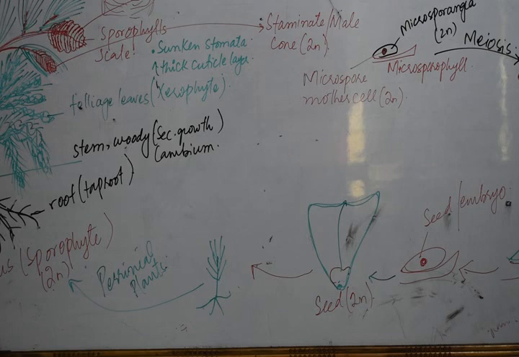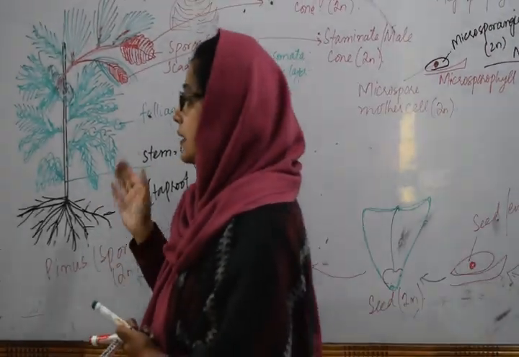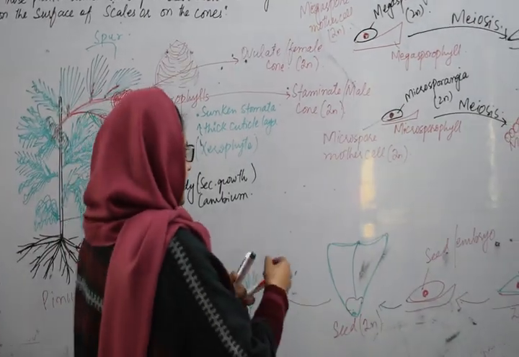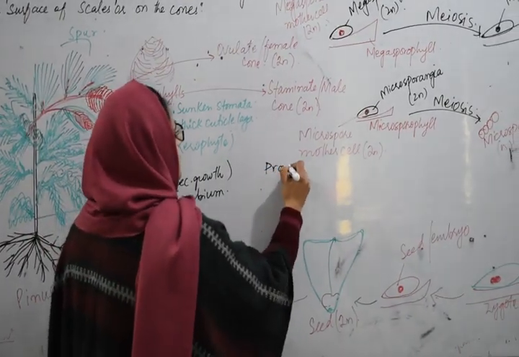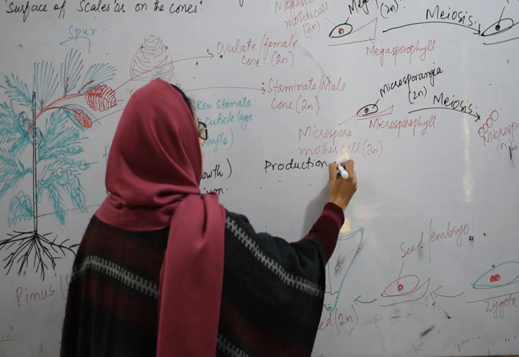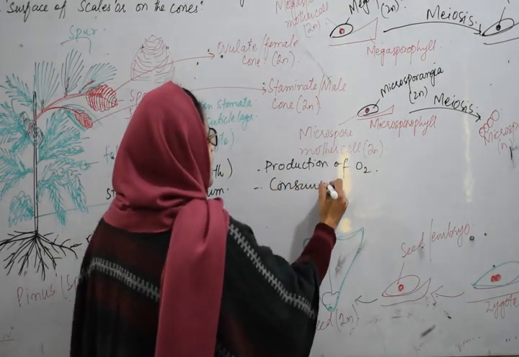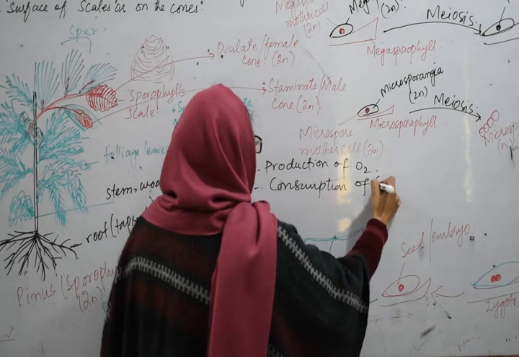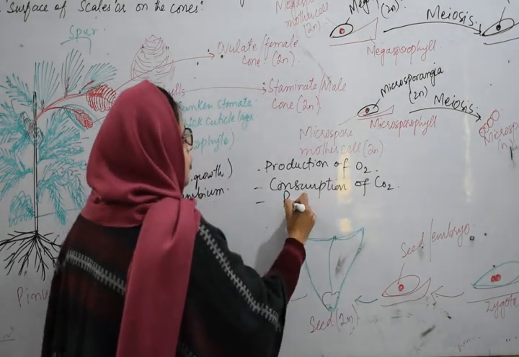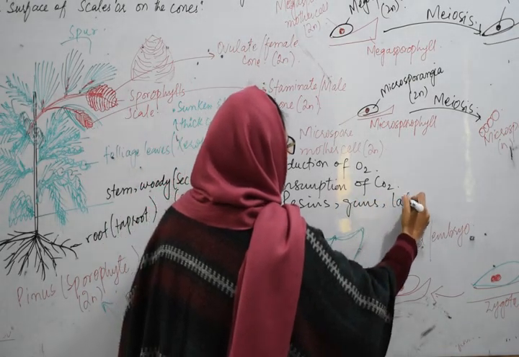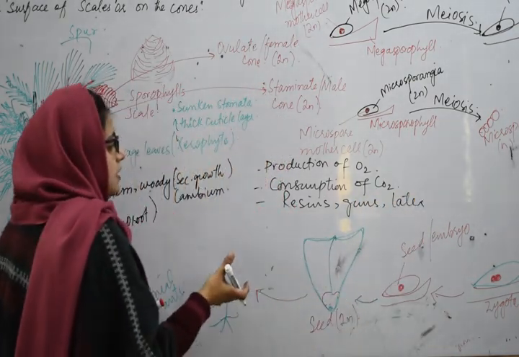Now the last point of the gymnosperms is their advantages. So you can see that the pinus or the gymnosperms are a rich source of the production of oxygen. So we can say that they produce oxygen. Production of oxygen. Second, consumption of carbon dioxide. Third, they provide resins, gums, latex, etc., so can be used as a medicinal plant.